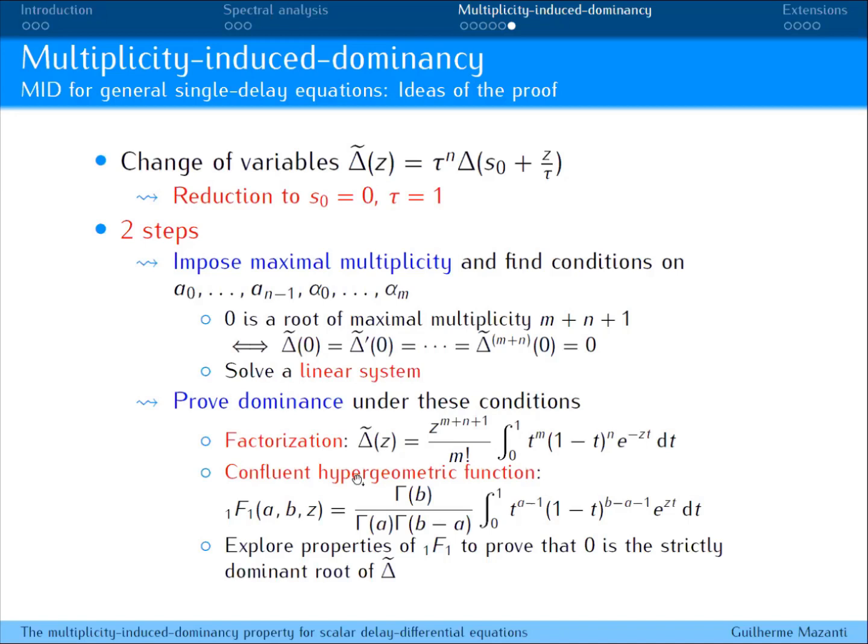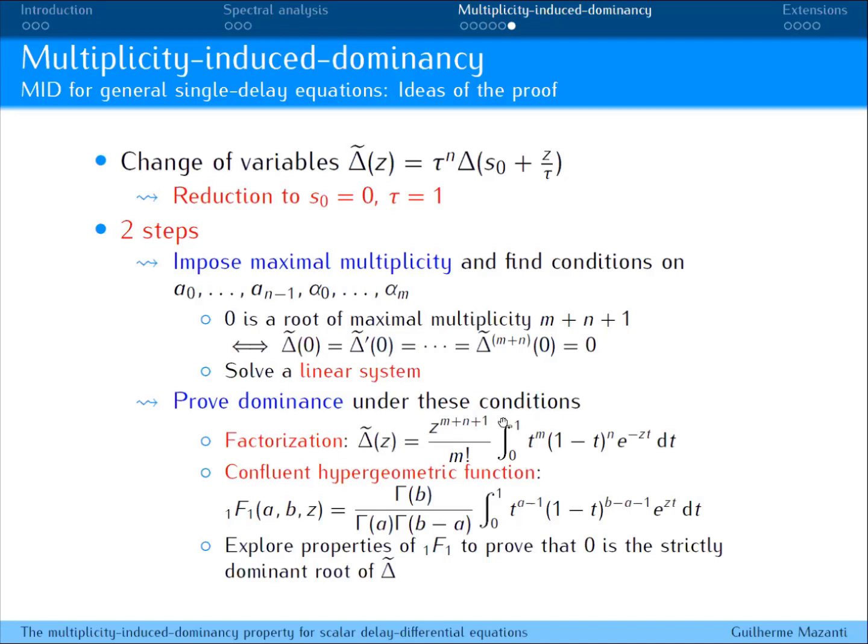A confluent hypergeometric function is a kind of special function which depends on two parameters a and b here. It's a function of the complex variable z, and it's given like this. So we have some constant factors here times an integral that depends on z, and you can recognize that, up to choosing the good a and b, it is the same thing up to the change of sign in the z term here. So what I can do is that we want to prove that the root with largest real part of this function is 0.